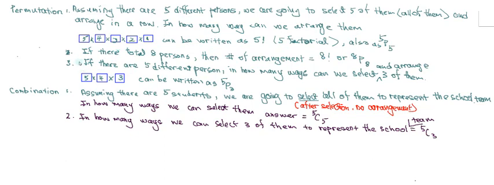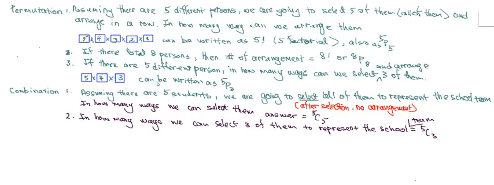Now, point number 3, there are a total of 5 different persons. In how many ways can you select only 3 of them and arrange them in a row? With the same argument, the first position on the left will be 5 choices, then followed by 4 and 3. Since you only want to select 3 of them and then arrange them in a row, you stop at the 3rd position.